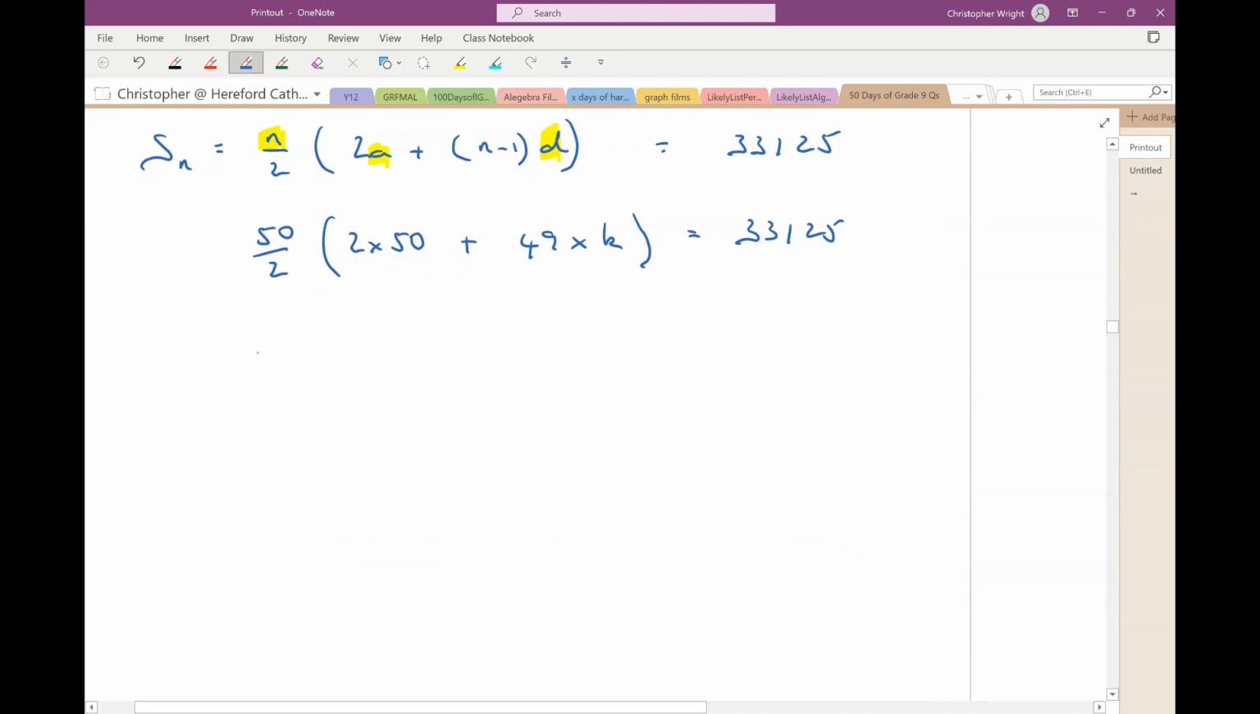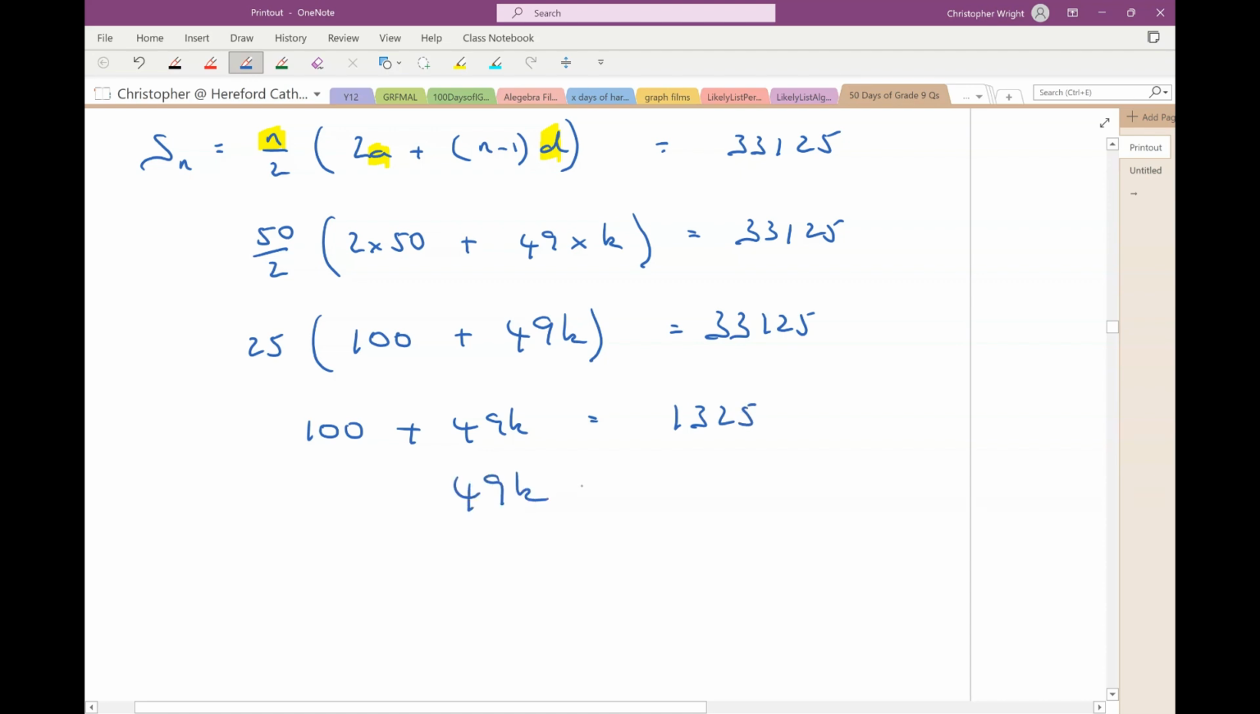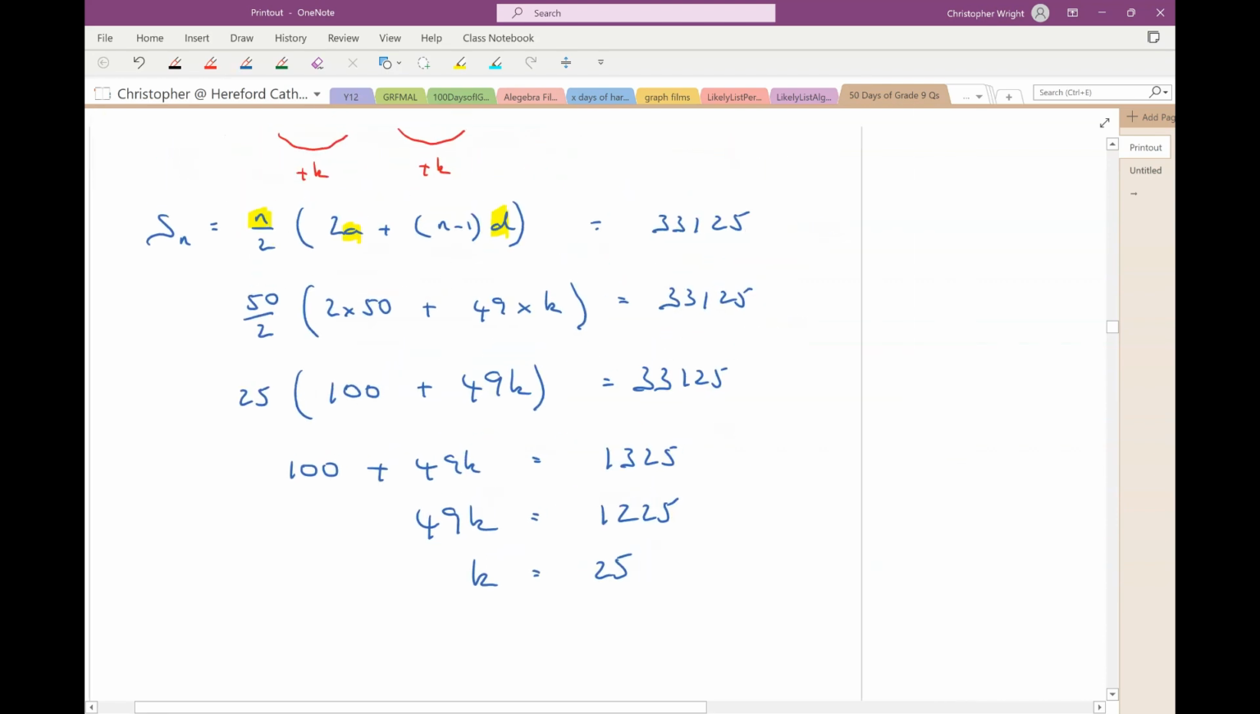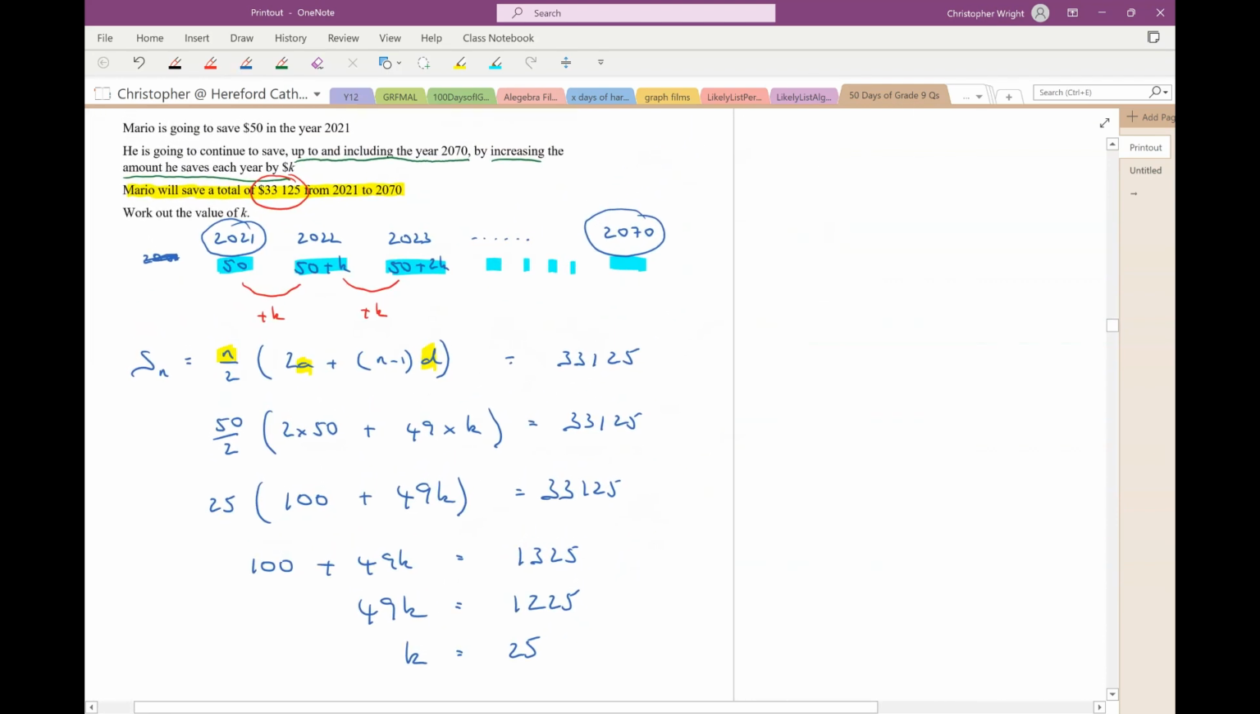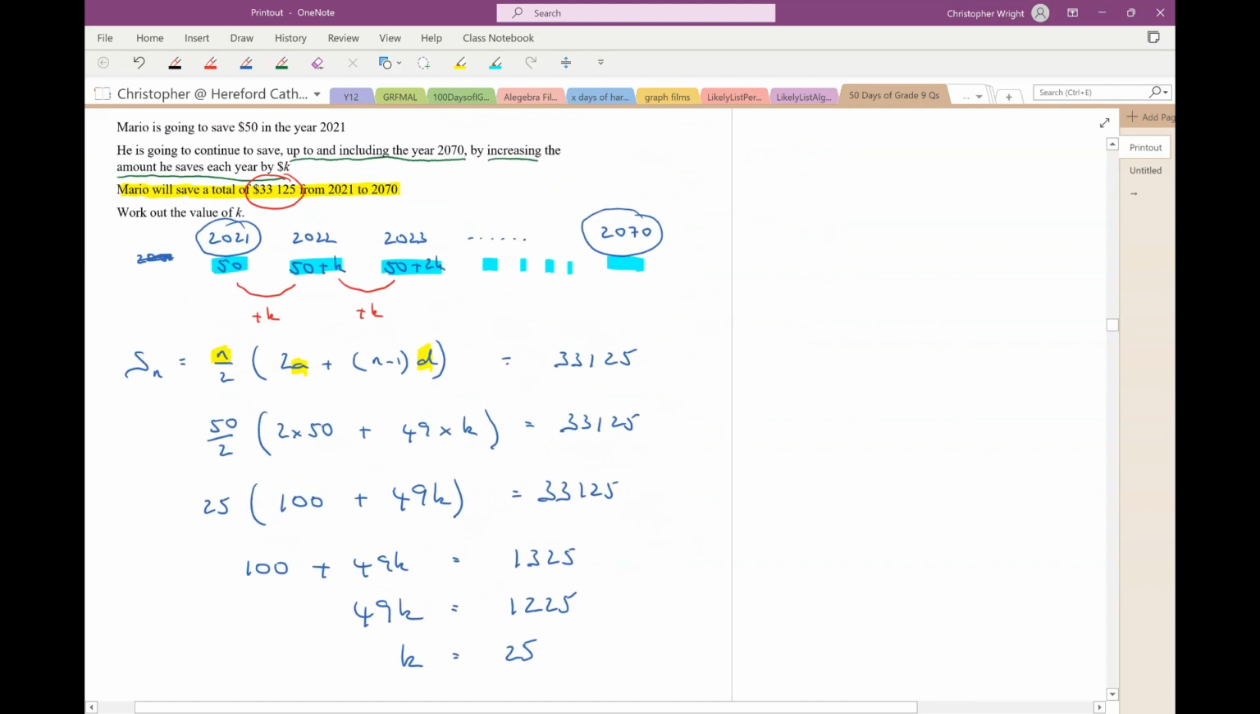I've got 50 over 2, well that's 25, multiplied by 100 plus 49k, and that equals 33,125. Well, I'm going to divide both sides by 25 to give me 100 plus 49k equals 33,125 divided by 25, 1,325. Now this is making sense now. Subtract 100 from both sides and divide by 49, and k is 25. Let's just look back at the question. Work out the value of k. I've done it. k is 25.